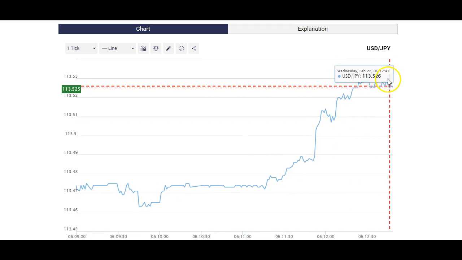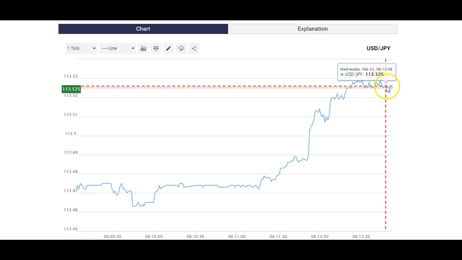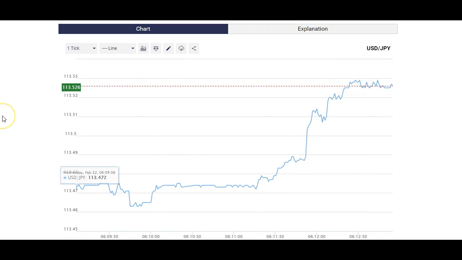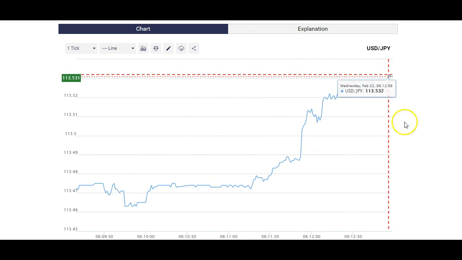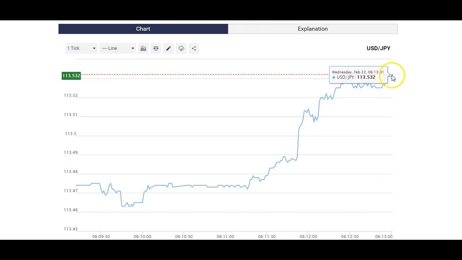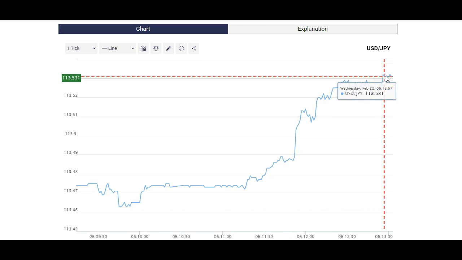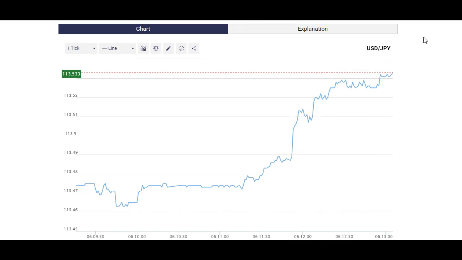It's a bit of resistance and support there. Just waiting for it to give us a signal where it's going. Then we'll make a trade accordingly. Okay, so it's broken the resistance, that's going to go up, so we open the position up at this point, going upwards. A buy position.